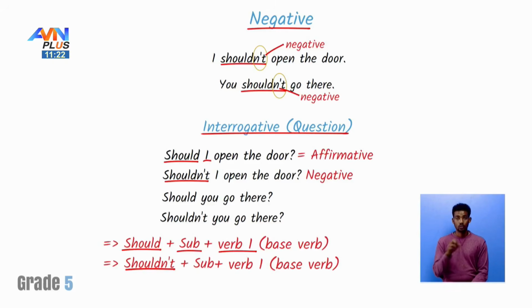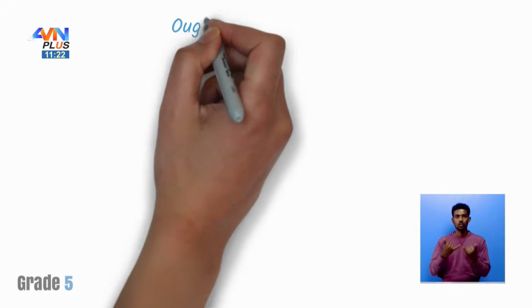Yes? Then we can add the object if necessary. So shouldn't here, here is the shouldn't. Here is the subject, here I is the subject. Should, you is the subject. I hope I'm right. Shouldn't here, and also you the subject. I hope I'm right, yeah? Good. Now we will say something about ought to.